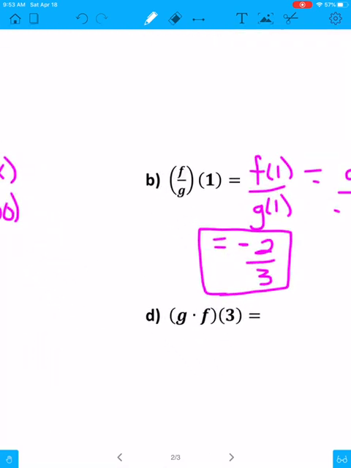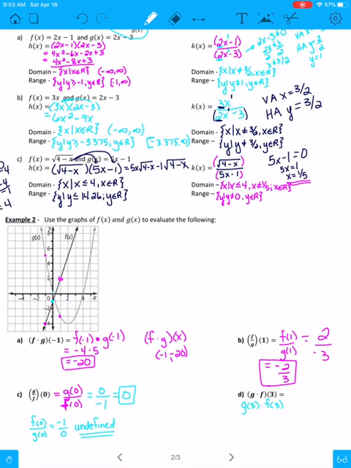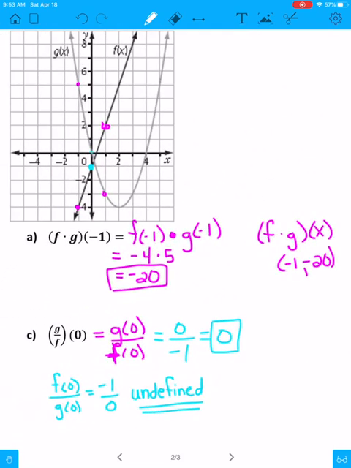D is g of 3 times f of 3. And some people may be, sorry, going back to C. Some people may say, like, where the heck did this come from? This is just a caveat. It's not actually part of C. I was just saying that if f of 0 divided by g of 0 was something you did, you'd get undefined. So you'd get an asymptote on that graph. It has nothing to do with C, though.